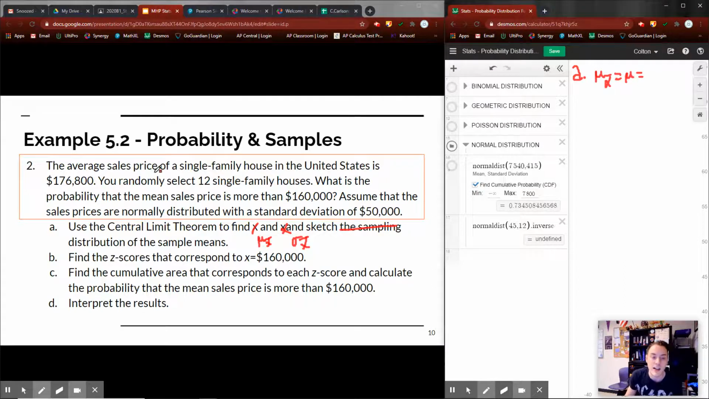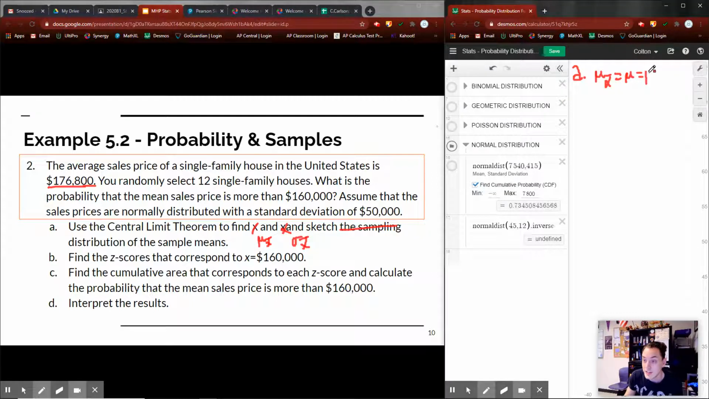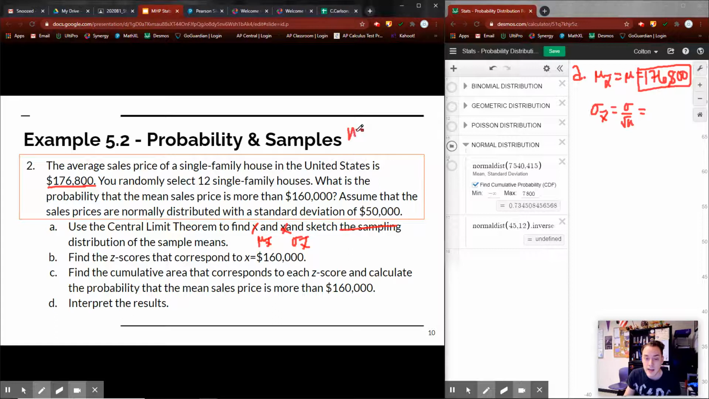What's your population mean? Let's read. The average sale price is this for a single family house. That's definitely gone up in the last decade, I'm telling you. Okay, so 176,800. Okay, so that's my population mean, my sample mean. What's my sample standard deviation? It is this formula right here. What's my n? My n is 12.